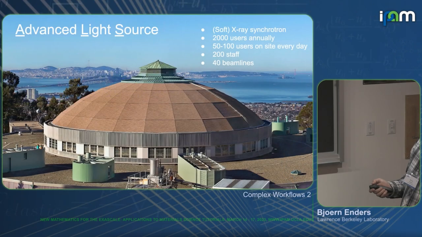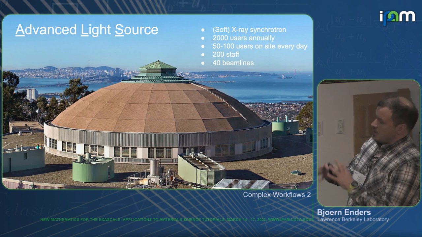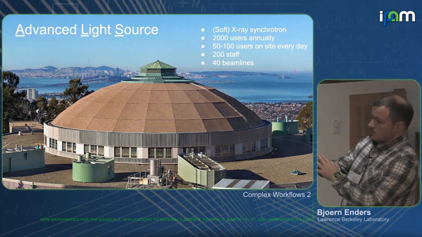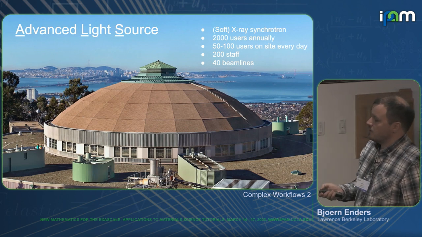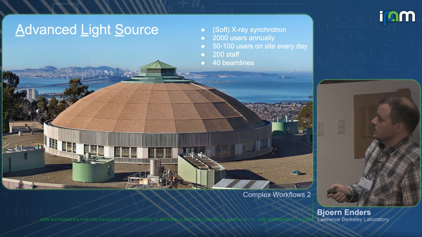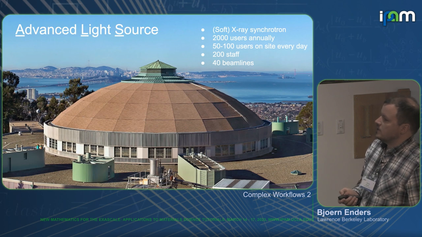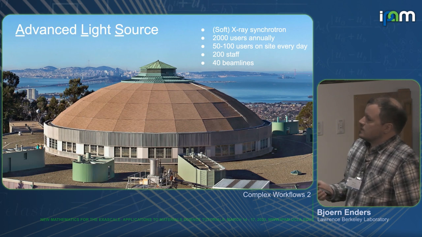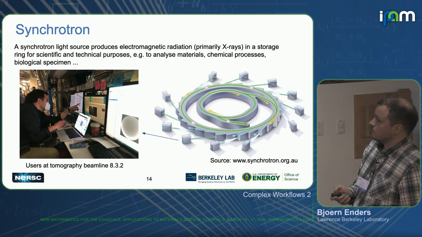Just as an example, this is the Advanced Light Source. If you ever get a logo of LBL, that's the shape they put on it. I think it's one of the very early buildings on campus, and it's very beautiful. It's a soft X-ray synchrotron with 2,000 users annually, 1,500 users on site every day, a whole lot of staff, and 40 beam lines.